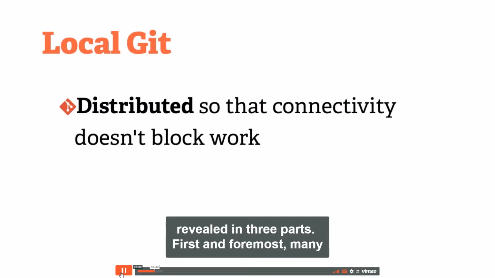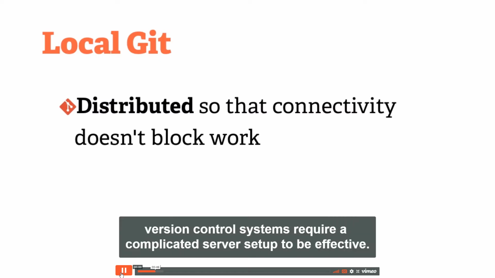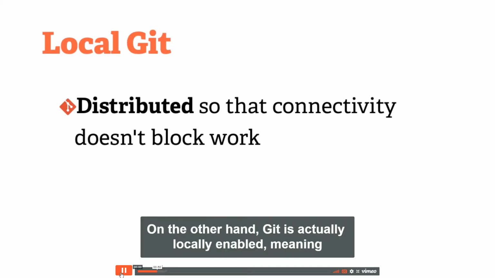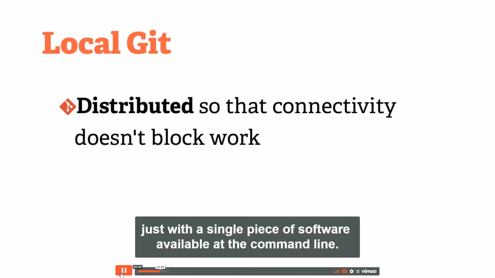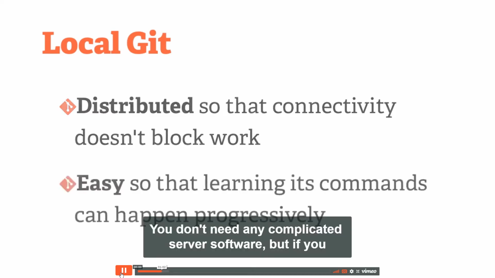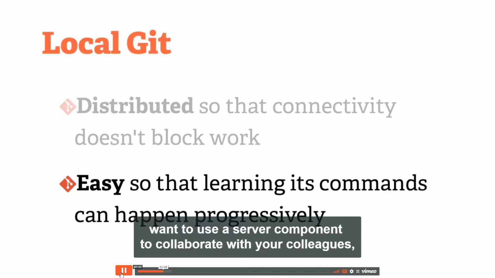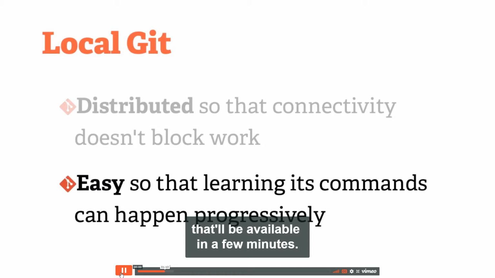First and foremost, many version control systems require a complicated server setup to be effective. On the other hand, Git is actually locally enabled, meaning that you can version control items just on your desktop, just with a single piece of software available at the command line. You don't need any complicated server software, but if you want to use a server component to collaborate with your colleagues, that'll be available in a few minutes.